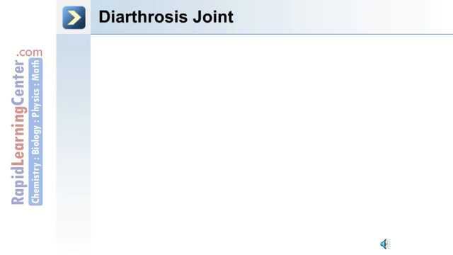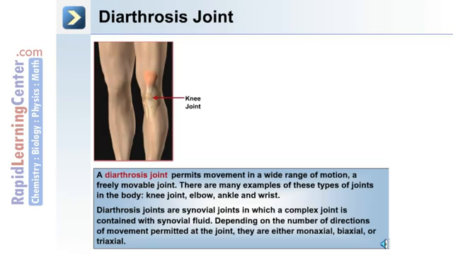The most movable joints in the body are diarthrosis joints. An example is the knee joint. This permits movement in a wide range of motion. Other examples include the elbow, ankle, and wrist. Diarthrosis joints are synovial joints, in which a complex joint is contained with synovial fluid. Depending on the number of directions of movement permitted at the joint, they're either monaxial, biaxial, or triaxial.